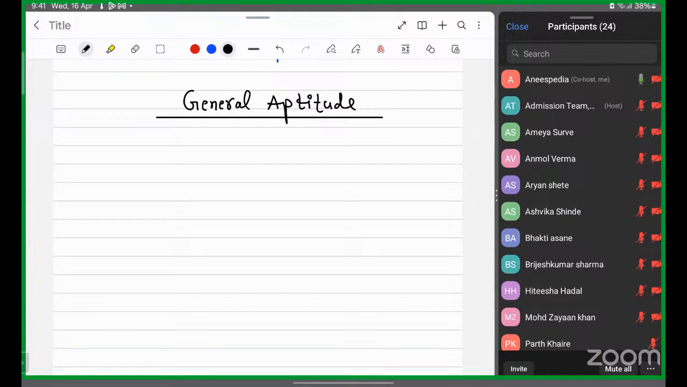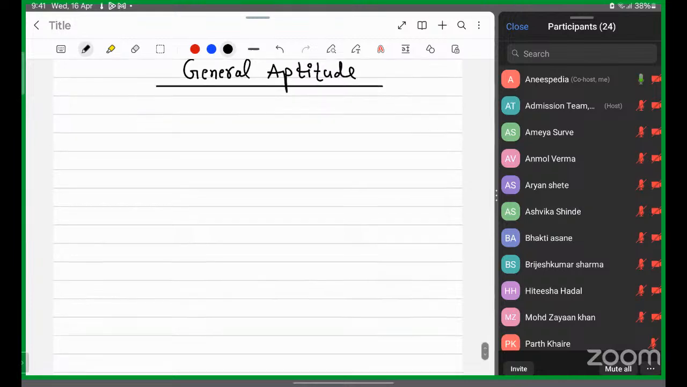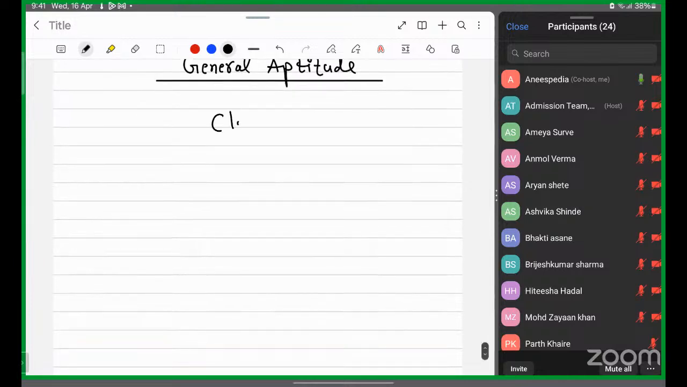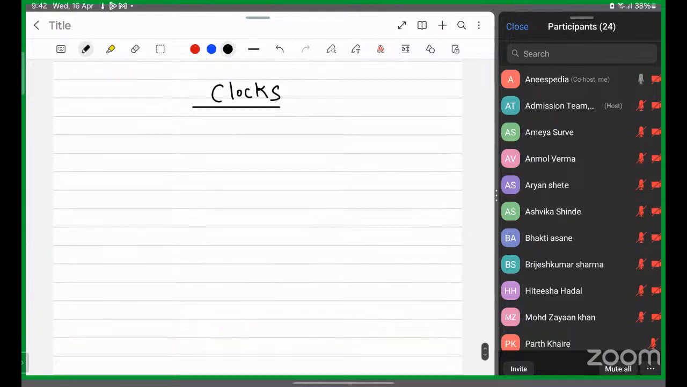Okay, in general aptitude we have clocks. Any clock has three hands.